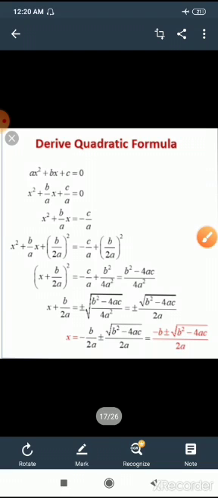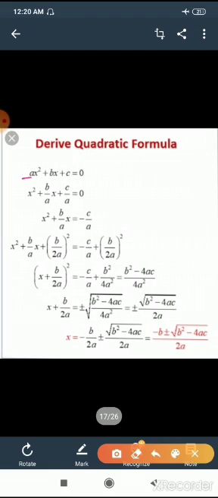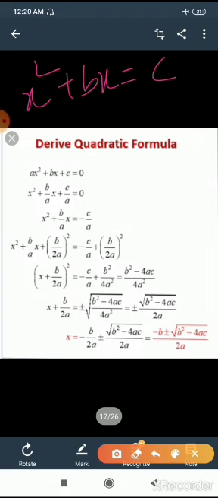The first step: if the x square coefficient is not equal to 1, divide by the x square coefficient. As it is not equal to 1, it is a here, so we have to divide all the terms by a. Ax square by a becomes x square plus b by a x plus c by a is equal to 0. And then get it into the form of x square plus bx is equal to c. So this plus c by a, if it is brought to the right side, becomes minus c by a.